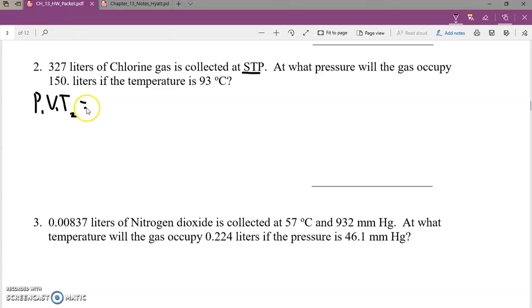T2. P2 V2 T1. Okay. Now, I underlined STP.